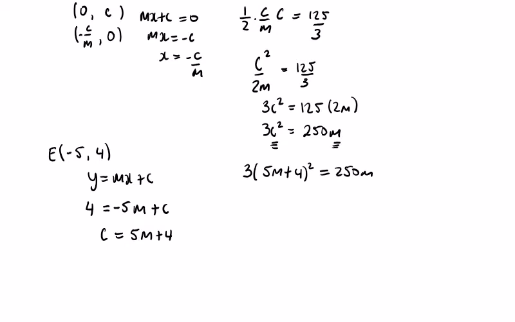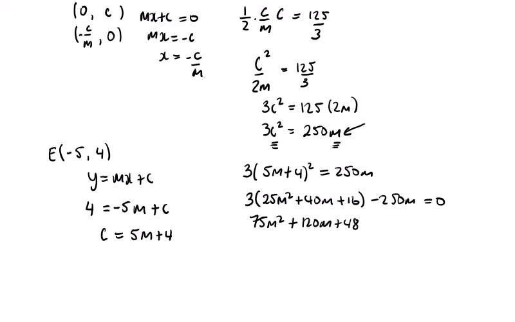You could also say what m was and sub that in for this m. Either one is fine. So we're going to get 3 times 25m squared plus 20m twice plus 16. And if we bring the 250m across and let it equal 0, you can see here that we're going to have a quadratic. 75m squared plus 120m plus 48 minus 250m equals 0. So we're going to have 75m squared minus 130m plus 48 is equal to 0.